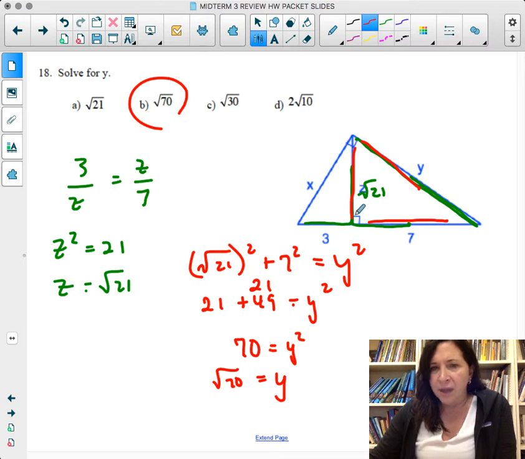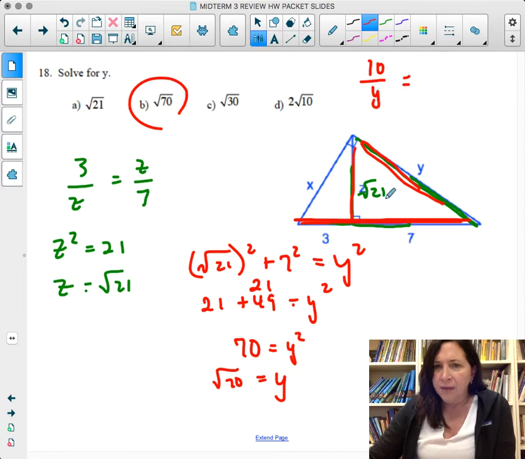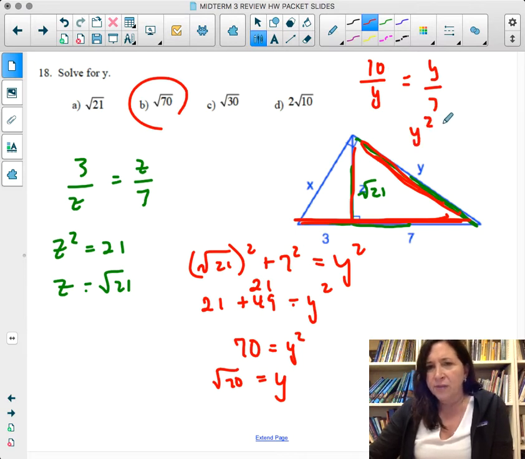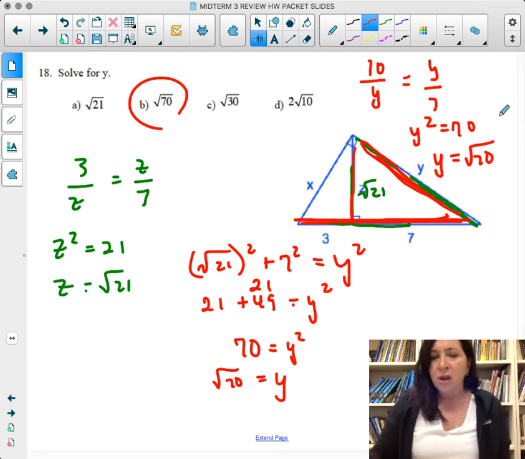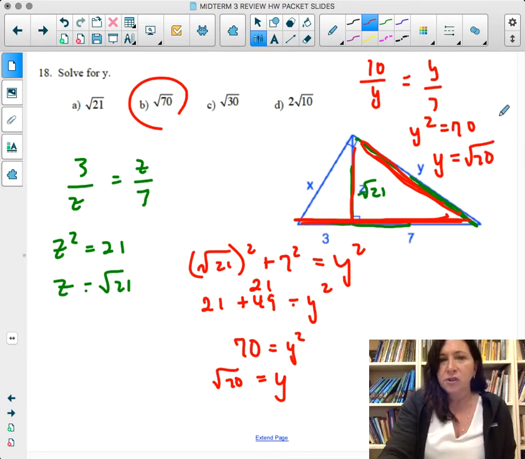where you can think of the big triangle, right? The big triangle, there's my hypotenuse. So you would go 10 is to leg y, as hypotenuse y is to leg 7. And so doing that, you could have y squared equals 70, so y is equal to the square root of 70. So see how much quicker that was by doing that? You have that option, your choice.